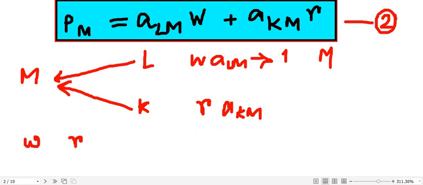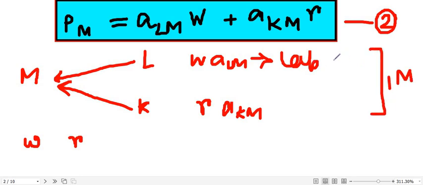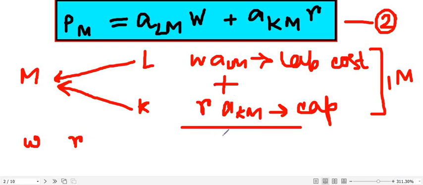So this is the total labor cost. If I just remove these two, this is my total labor cost, and both are for 1 unit of manufacturing good. So this is my labor cost and R into AKM is the capital cost. If I add these two, this gives me the total cost. As you can realize, that is actually the right hand side of this equation 2, that is W into ALM plus R into AKM. It's reversed order, it doesn't matter. That is the total cost.